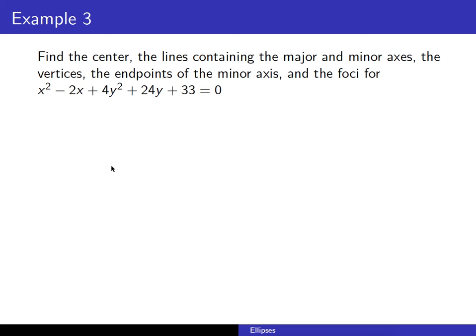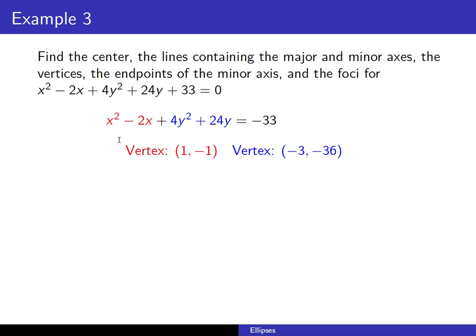So first thing we're going to do is transform this equation to make it look like the equations we've been doing. So we'll start by subtracting the 33 from both sides. We'll get x squared minus 2x plus 4y squared plus 24y equals negative 33. So looking at the x terms in red and the y terms in blue, our vertex for the ones in red is going to be at (1, negative 1), and our vertex for the ones in blue is going to be (negative 3, negative 36).